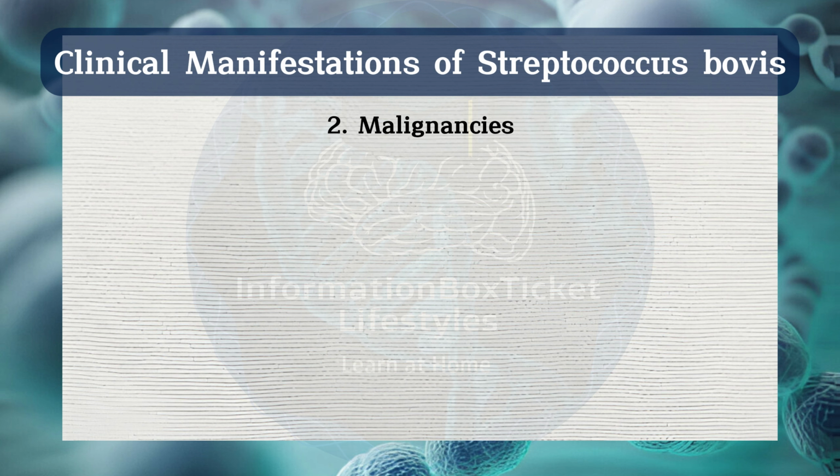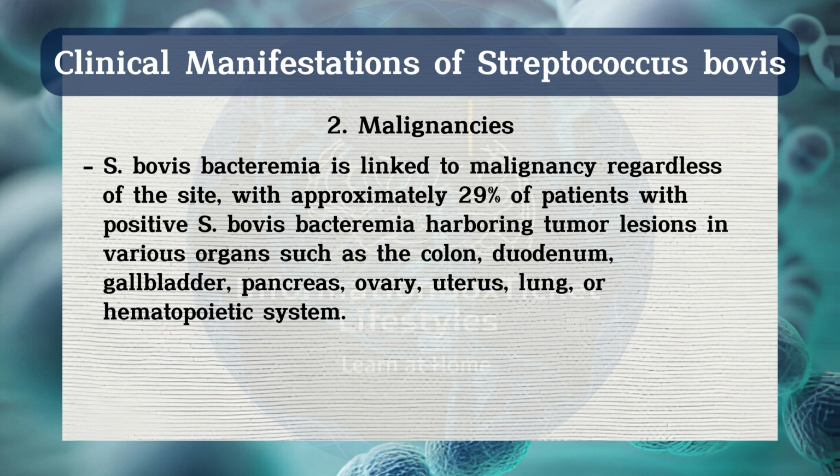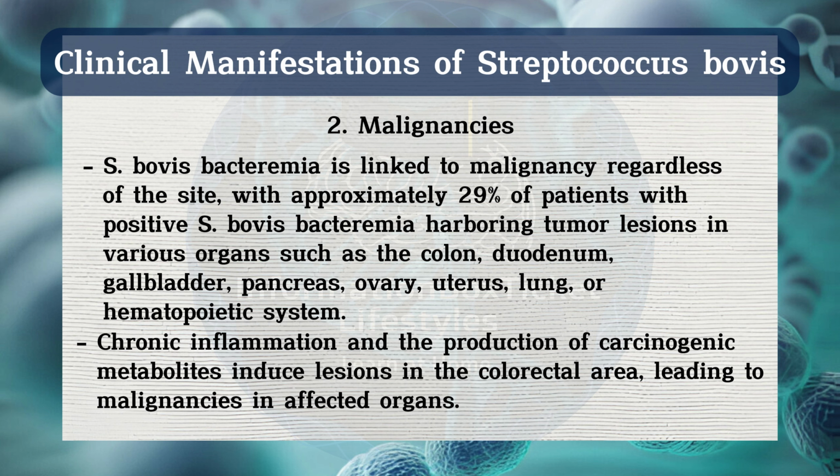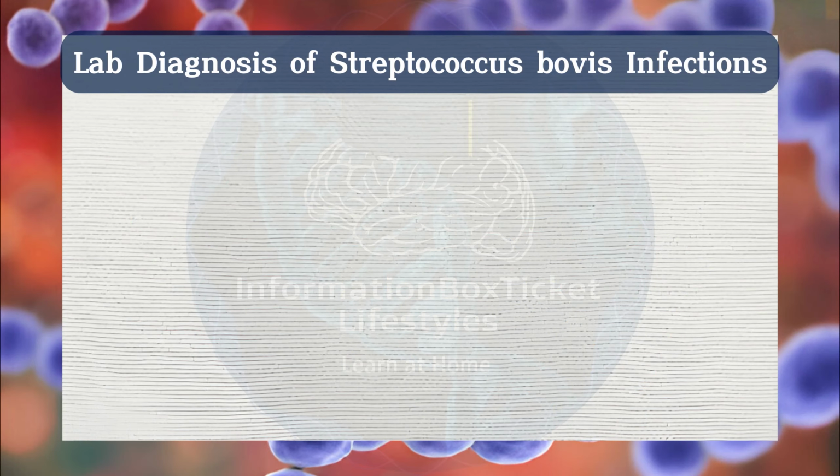2. Malignancies. S. bovis bacteremia is linked to malignancy regardless of the site, with approximately 29% of patients with positive S. bovis bacteremia harboring tumor lesions in various organs, such as the colon, duodenum, gallbladder, pancreas, ovary, uterus, lung, or hematopoietic system. Chronic inflammation and the production of carcinogenic metabolites induce lesions in the colorectal area, leading to malignancies in affected organs. Lab diagnosis of Streptococcus bovis infections.